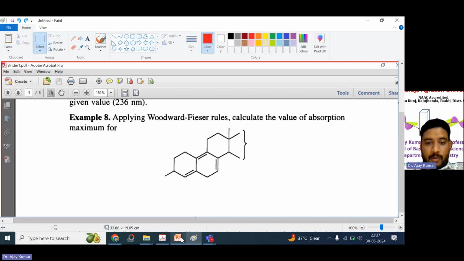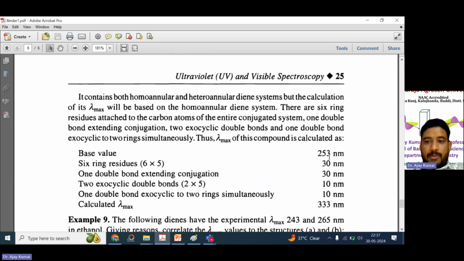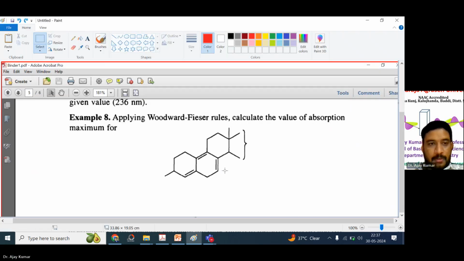Okay. So for homoannular diene, the base value is 253 nanometer. Now, one double bond extending conjugation. First we will discuss the six ring residue. How will we identify these ring residues in this particular diene system? Again, the first step is to identify the conjugation part. So our conjugation started from here: double, single, and double. So this is the part of our conjugation.